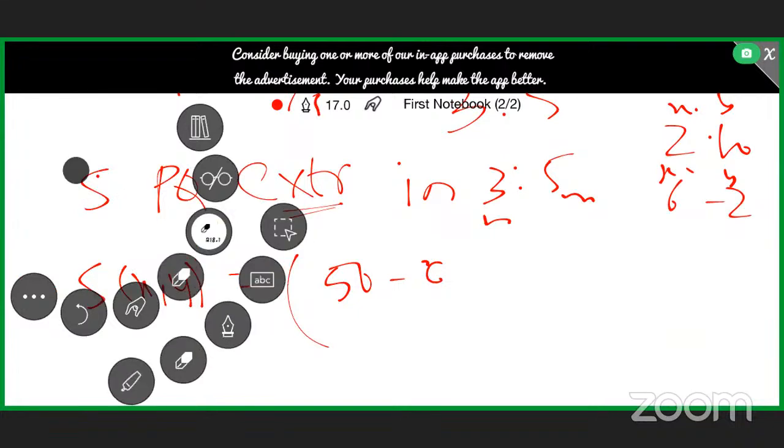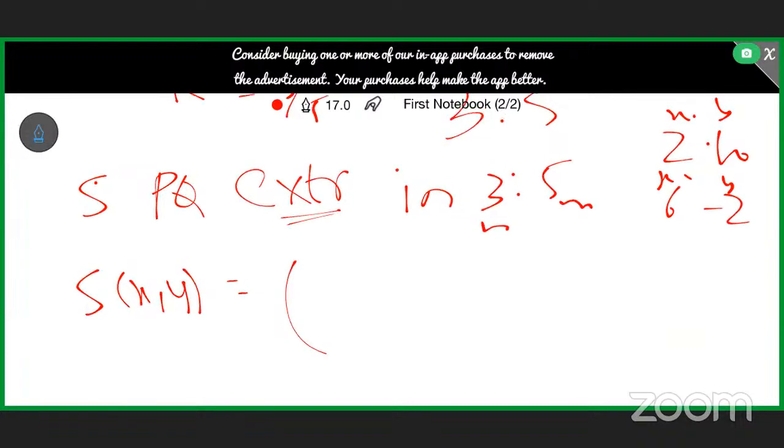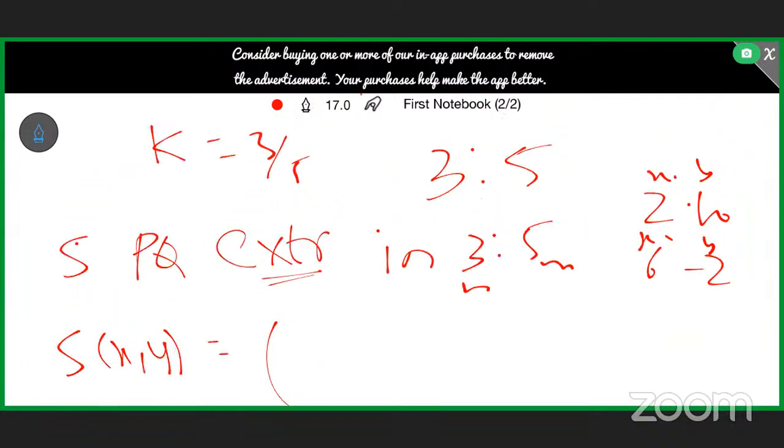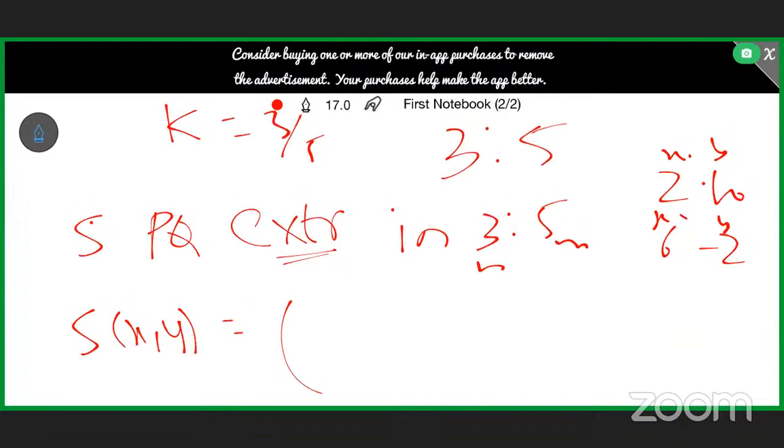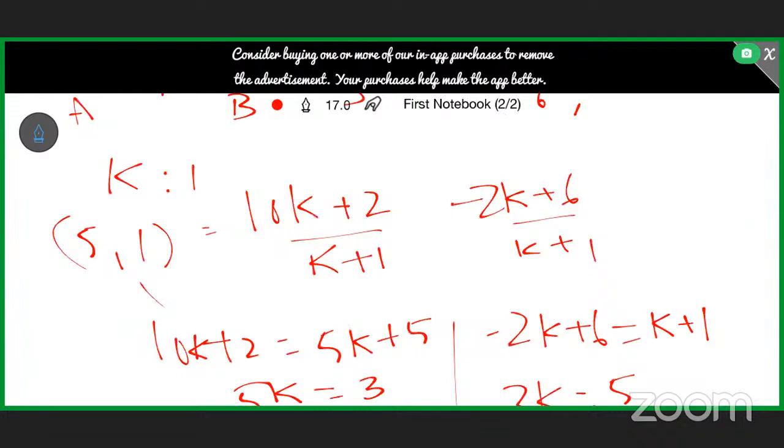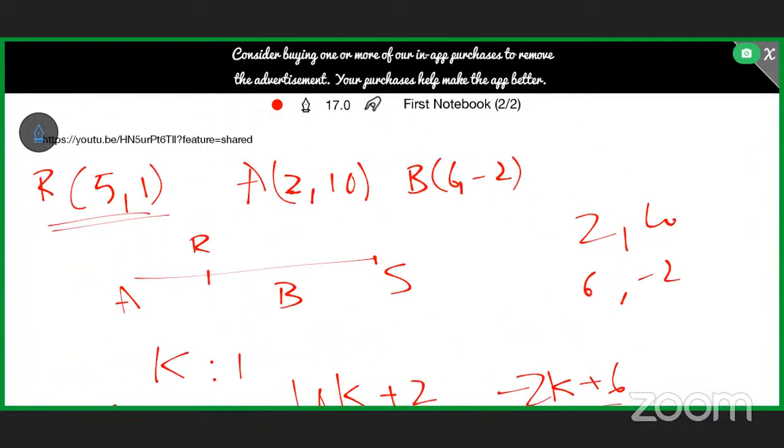Sir, can you explain from the beginning? Yes, sir. So they're telling that given these 2 points, A and B, and they are given 1 point, we have to find the harmonic conjugate of R. So I'm taking the diagram. I'm taking A and B as one line segment. I'm taking R as an internal division. Let R be an internal division in the ratio K is to 1.